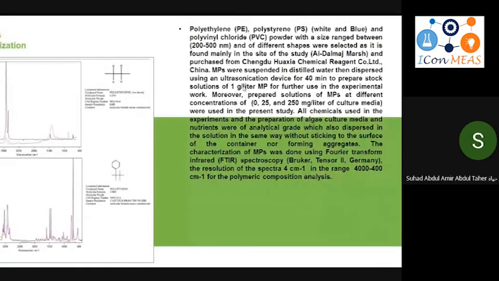Here we can also see the FTIR, compared with the library FTIR, where we found polyethylene, polystyrene white and blue, and polyvinyl chloride powder. The size range is between 200 to 500 micrometer, and particles of different shapes were selected, as they are found mainly in the study site at Dalmaj marsh. This is the procedure for the FTIR.